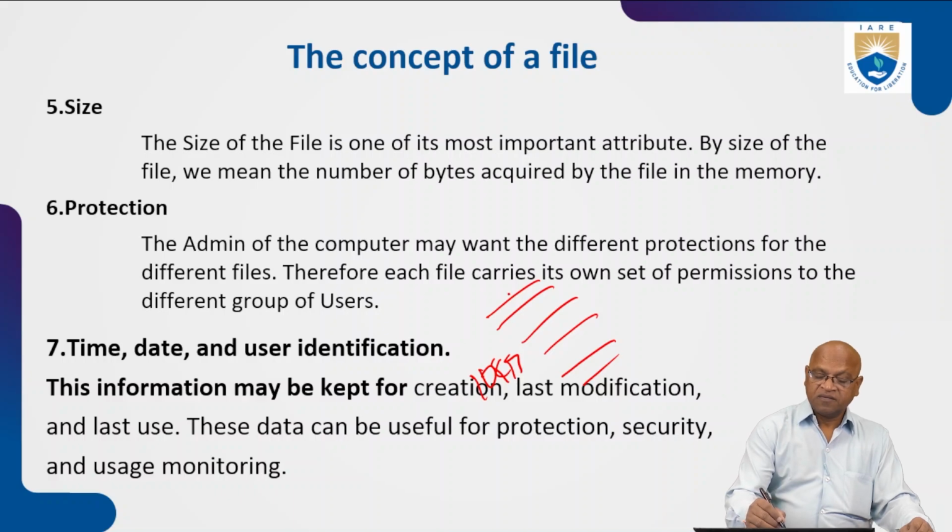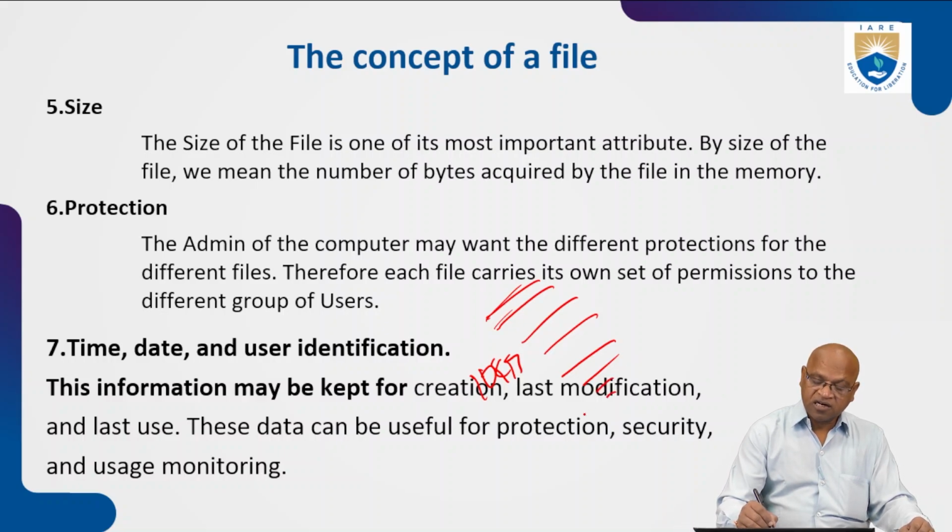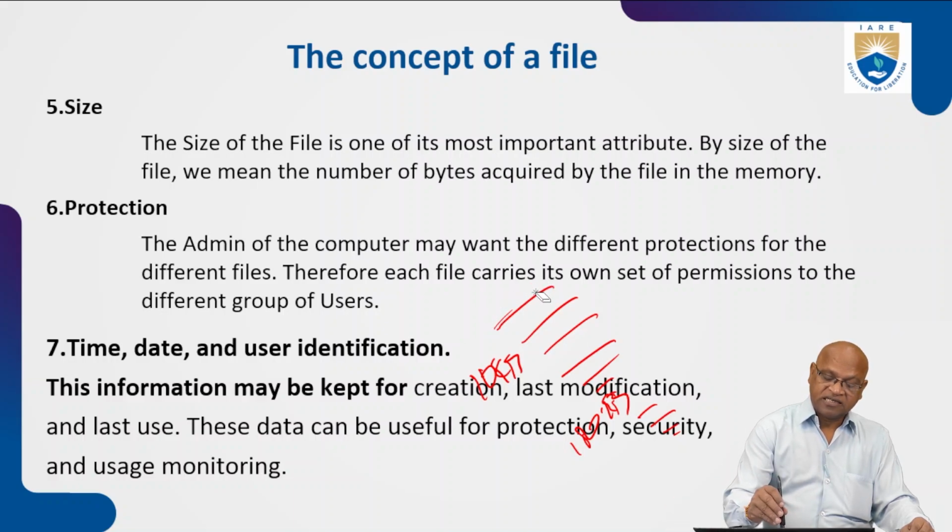This is 10 KB, which means each line is 8 bits. 1000 lines make 1 KB, another 1000 lines another KB. 10 KB means 10,000 bytes saved in a file. That is called the size of that file.